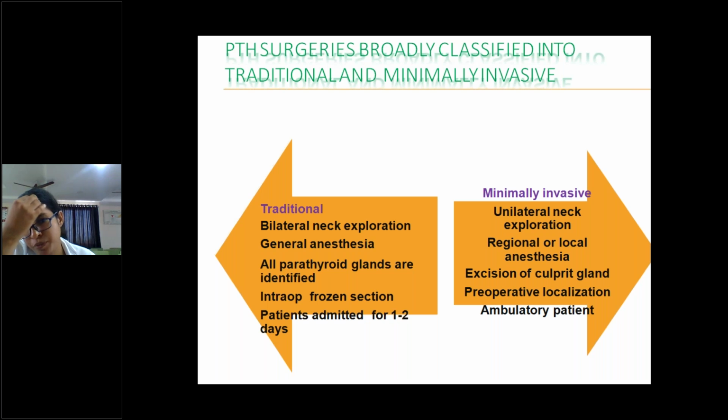All parathyroid glands should be identified, and intraoperative frozen section or the Miami test should be done compulsorily. And minimally invasive unilateral neck exploration we can do if we have preoperatively localized an adenoma or malignancy. Simply a small incision is given over the swelling, and removal of the gland itself is sufficient.